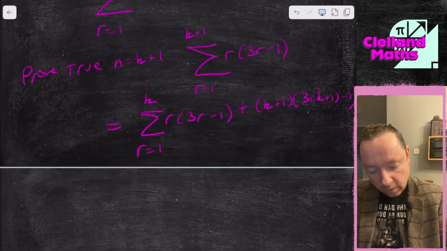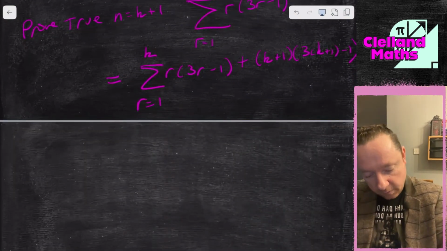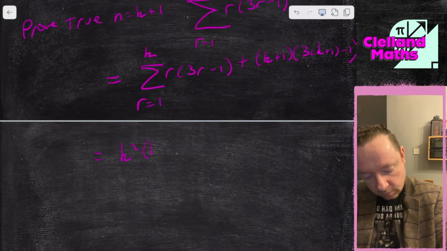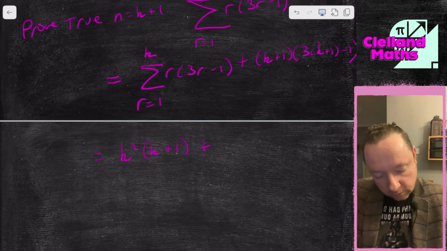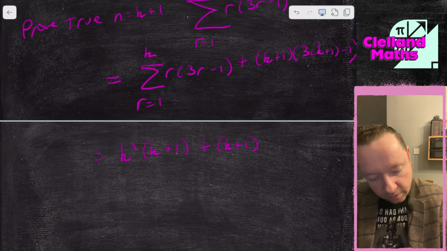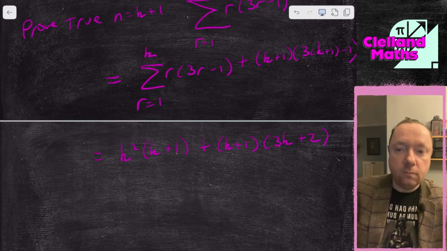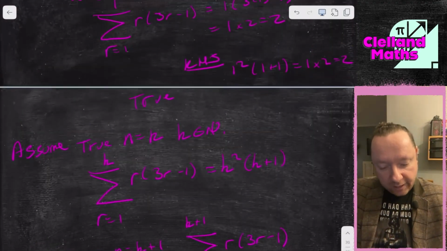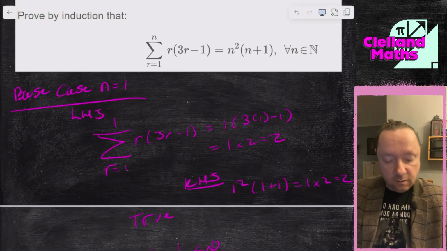So that equals, well, we know what the sum part is. It's k squared times (k plus 1). And then we've got plus (k plus 1) and then we've got 3k, 3 ones is 3, minus 1 is 2. And eventually, remember, we're trying to get it to go down to (k plus 1) all squared, because n would be k plus 1, and then k plus 1 plus 1, which is k plus 2. So that's what we're trying to get to.